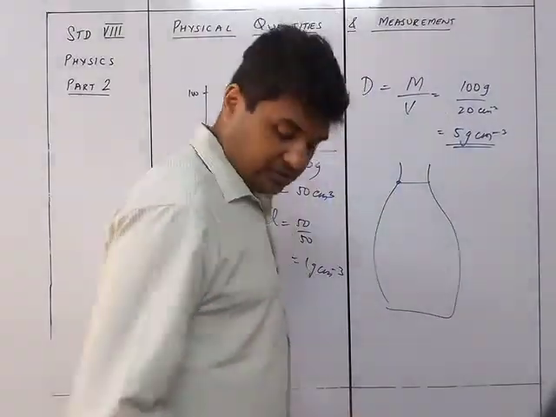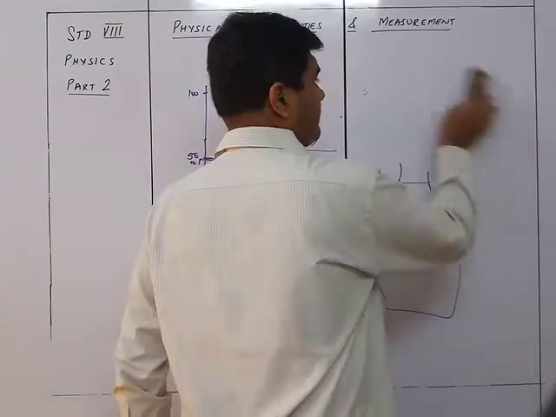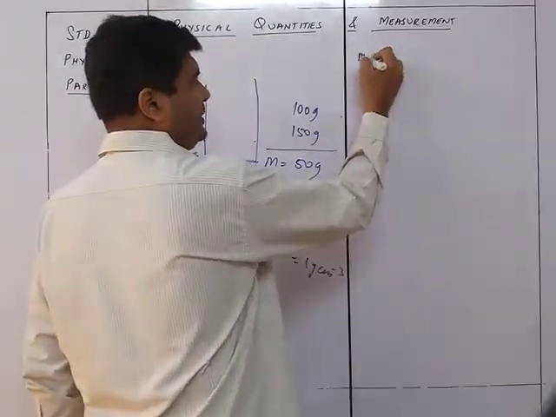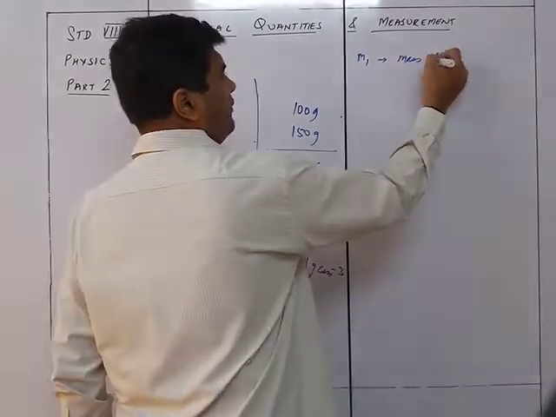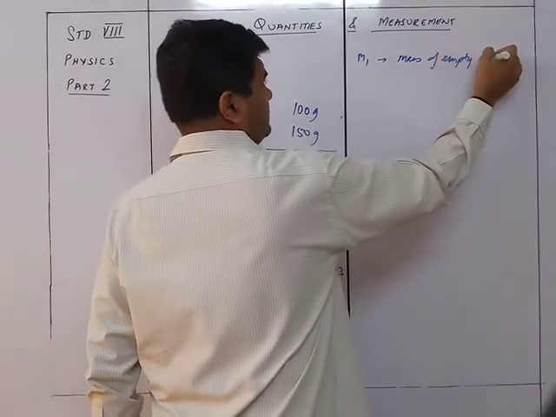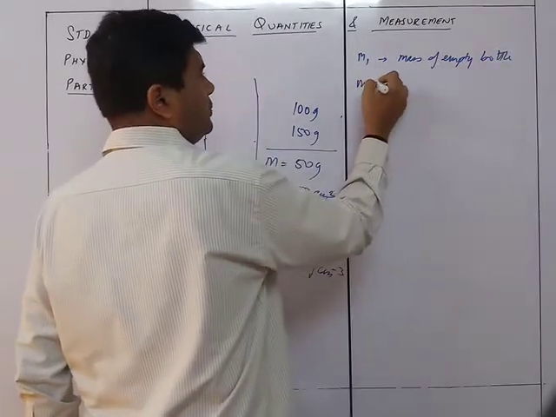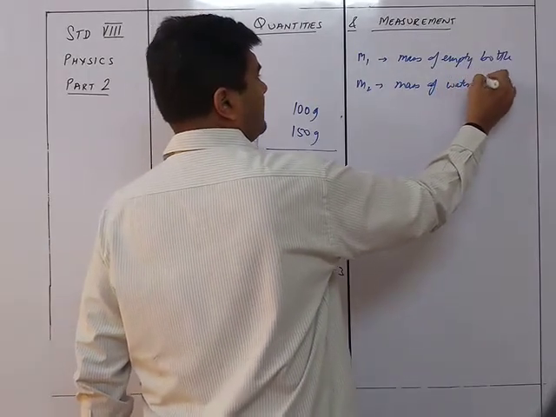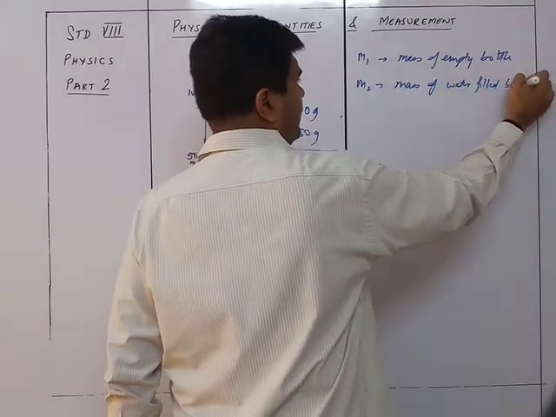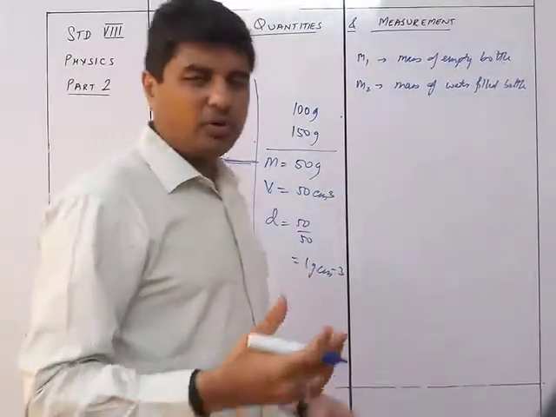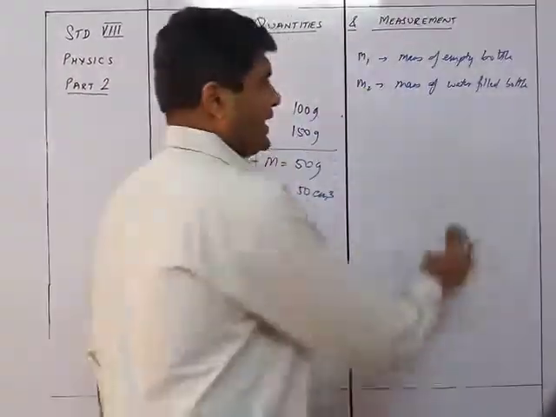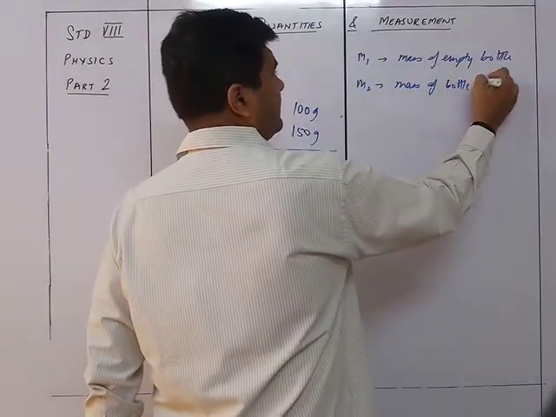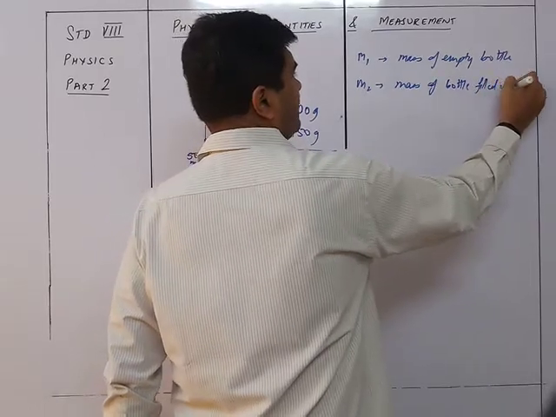So first thing was, what we had got was M1, the mass of the empty bottle. Then M2 is the mass of the water filled bottle. Okay, I write it properly: mass of bottle filled with water.